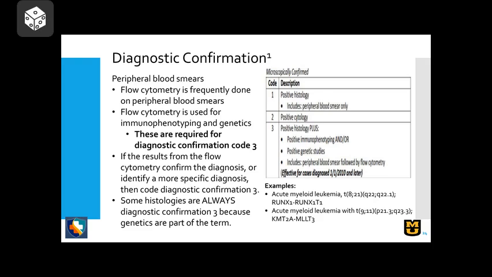If the results from the flow cytometry confirm the diagnosis, then code diagnostic confirmation 3. Code 3 should be used if genetic or immunophenotyping studies are performed. Code 3 should also be used if there is a peripheral blood smear followed by flow cytometry.